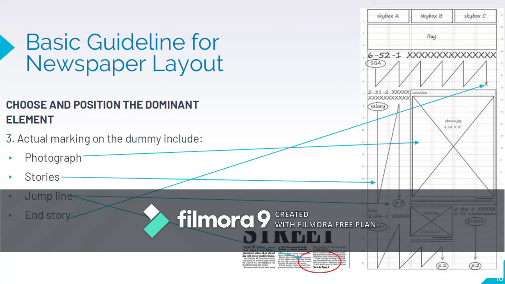Okay, the jump line refers to the story continuing to other pages. As we can see, I give a sample of how the jump line design looks. Commonly they use the term turn to page, and sometimes they just use an arrow to the page. So in this design or dummy preparation, we can see this story will be continued to page 2. P2 refers to page 2.